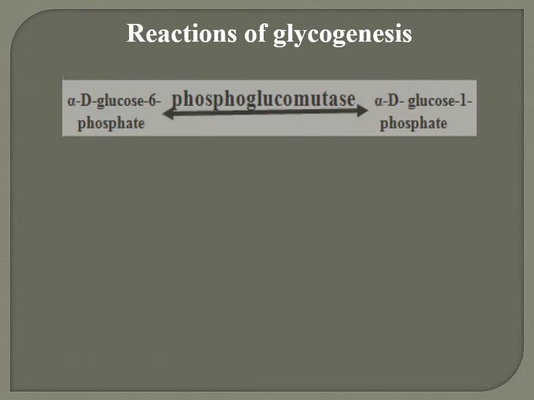So students, now you know what is glycogenesis, where it takes place, what is its importance, right? Now let us move on to the reactions of glycogenesis. Here, once the glucose has entered the cell, it is phosphorylated to form glucose 6-phosphate, and this glucose 6-phosphate is isomerized to form glucose 1-phosphate catalyzed by the enzyme phosphoglucomutase. Let me explain this reaction using the structures.